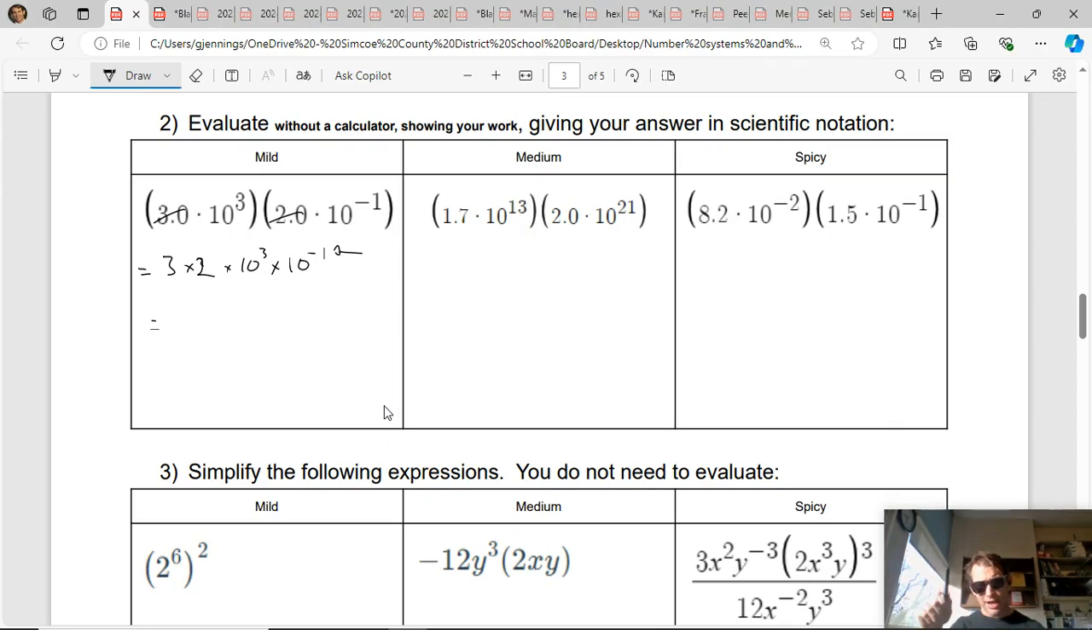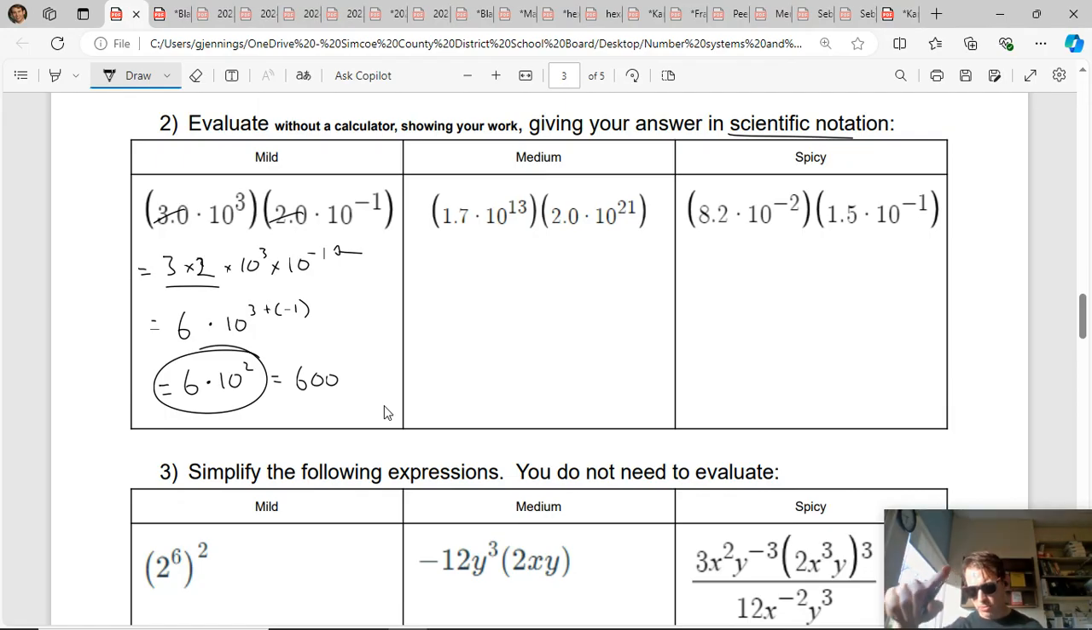And because we know how to add and subtract positive and negative numbers, we're going to say 3 times 2 is 6. 10 to the 3 times 10 to the minus 1 is 10 to the 3 plus negative 1. And if we add a decrease to 3, we're going to go down. That would be 2. That's 3 minus 1 is what that means. So this is 6 times 10 to the 2 equals 600. But we were asked to give our answer in scientific notation, so that's what I want you to do.